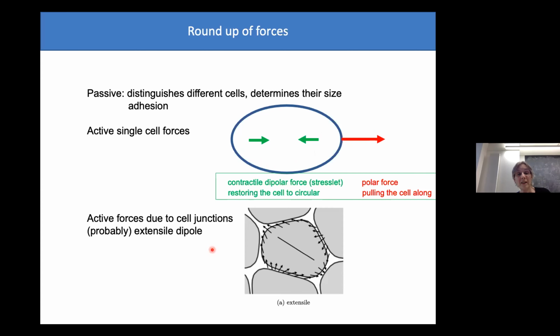Probably much more interesting are the active forces due to cell-cell junctions. And these are probably extensile dipoles. And so if you get a small fluctuation which elongates a cell, what's going to happen is that this extensile force due to cell-cell interactions is going to pull it and is going to elongate it even further. That's where we're up to so far.